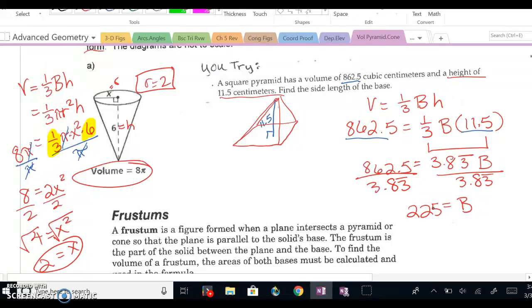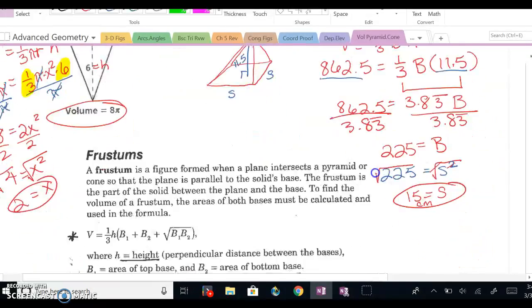Now, here's the thing. The question is not what is the area of the base, it's what is the side length of the base. And we know, because this is a square on the bottom for the base, that both sides would be the same length. So essentially, this is 225 equals side times side, or in other words, side squared, to find the area of that base. So if I want to find the length of one side, I'm going to square root both sides, and one side would equal 15 centimeters, right? Centimeters, yes.